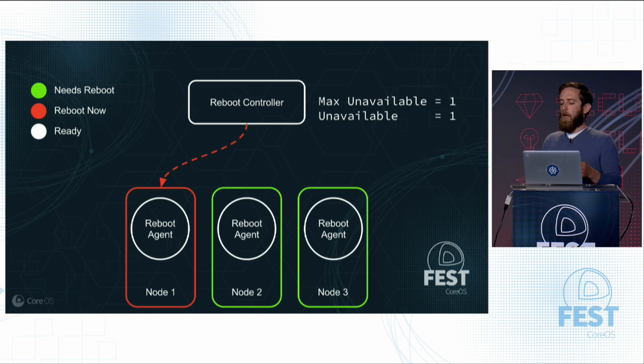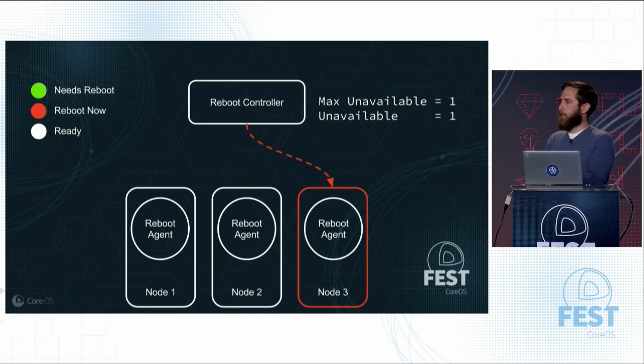That node's going to go down. But right now, my unavailable count is equal to the maximum that I allow. And so we're not going to reboot any more nodes. We're going to wait until this node comes back before it's safe. So now it comes back. Our unavailable count goes back down to 0. We're safe to reboot the next node. And then the same thing happens. And we roll that reboot across the cluster. So this is essentially what we're going to be building.